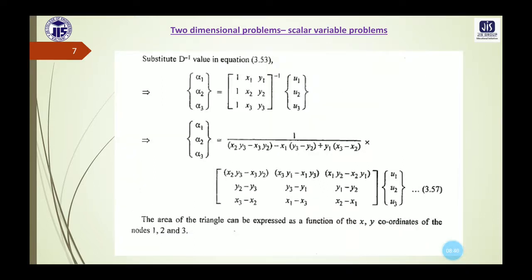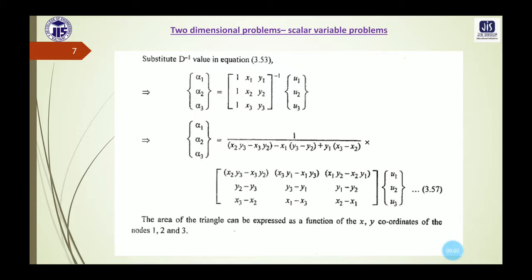Now we need to put that value here. In this way we get equation number 3.57, which is the mathematical representation of the column matrix consisting of alpha 1, alpha 2 and alpha 3. So it is a 3 by 1 matrix.